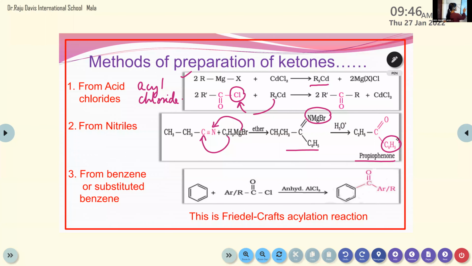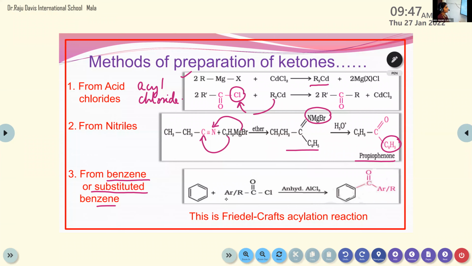Then the third one, that is from benzene or substituted benzene. Here we are taking benzene and acyl chloride, and anhydrous aluminum chloride is taken. Can you tell me which type of reaction this is? Are you familiar with these reagents? Acyl chloride or acid chloride in the presence of anhydrous aluminum chloride. What will be the name of the reaction?